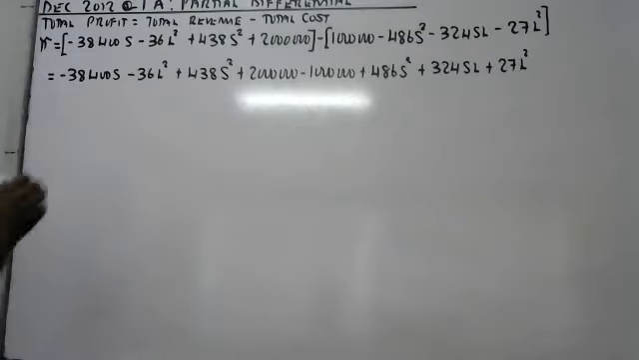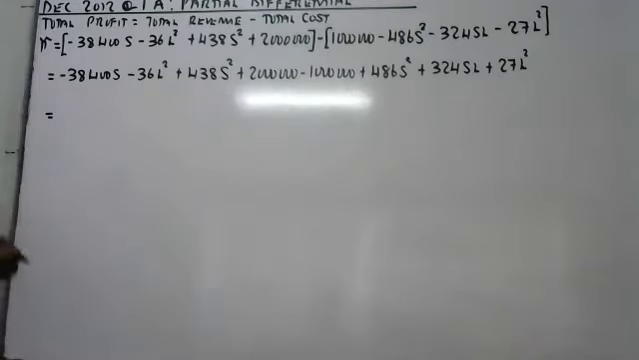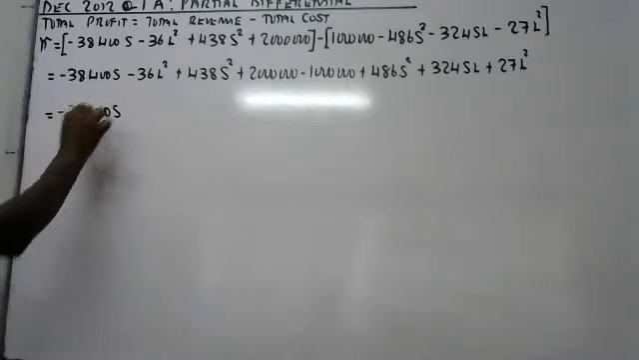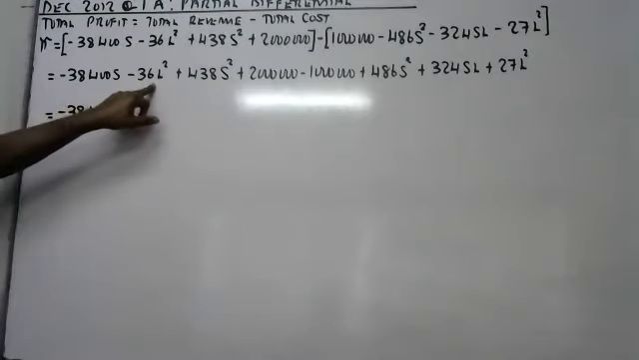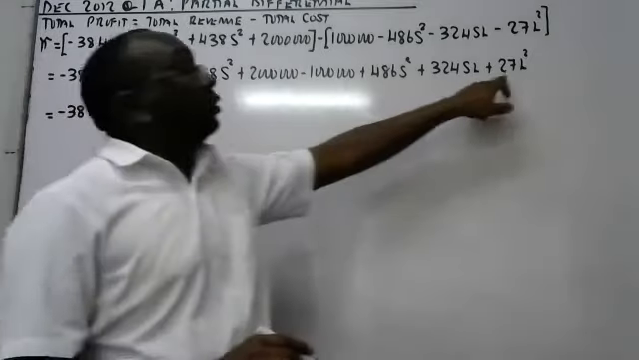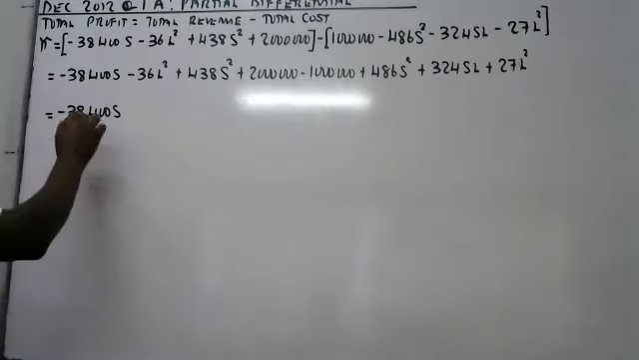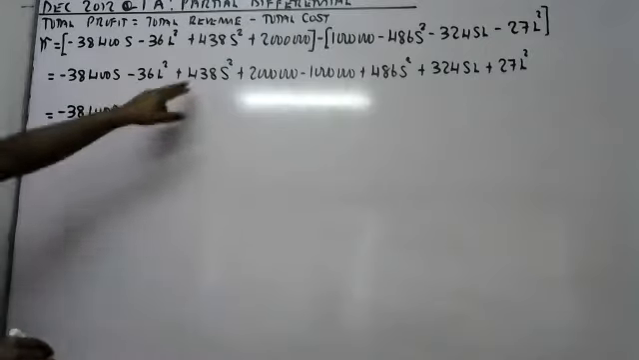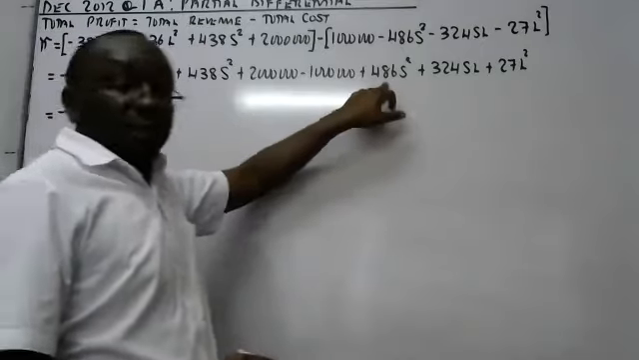So we seek to put like items together. This S does not have a similar value, so it remains on its own: minus 38,400 S. This L has a colleague, this 36 and this 27. So minus 36 plus 27 will be minus 9, minus 9L squared.